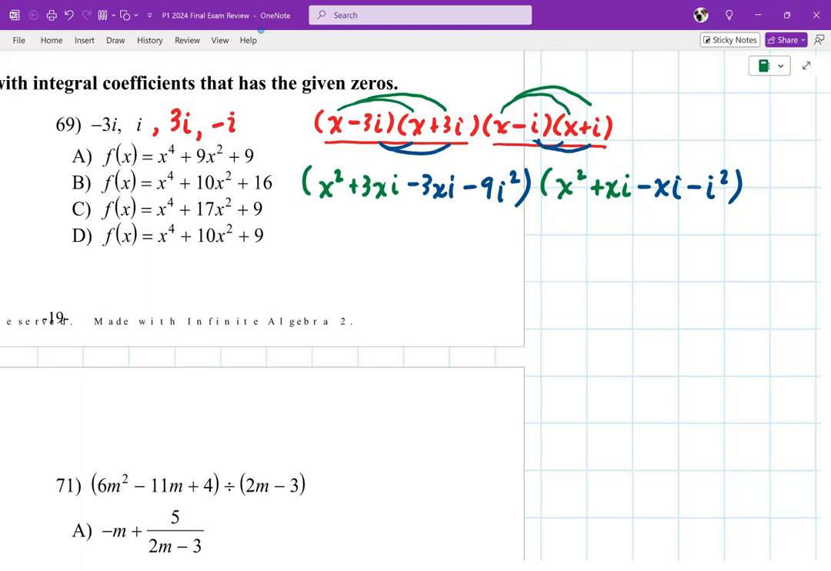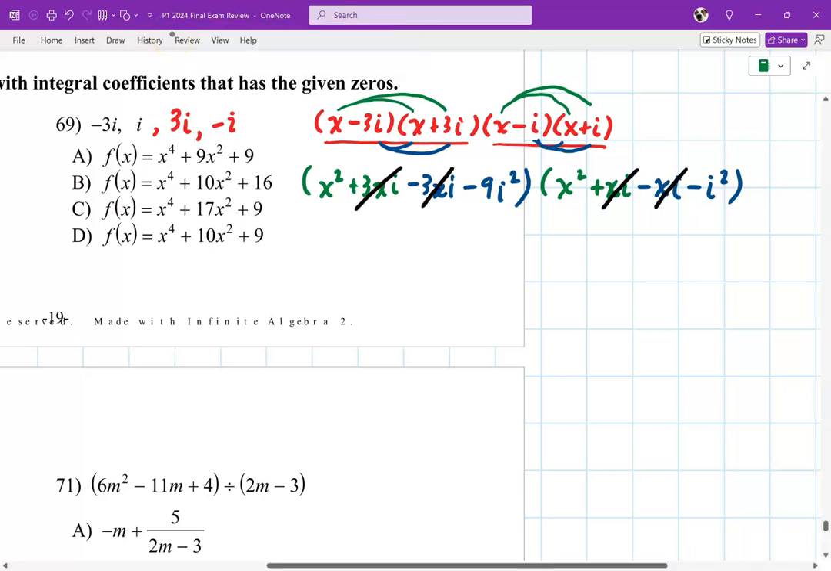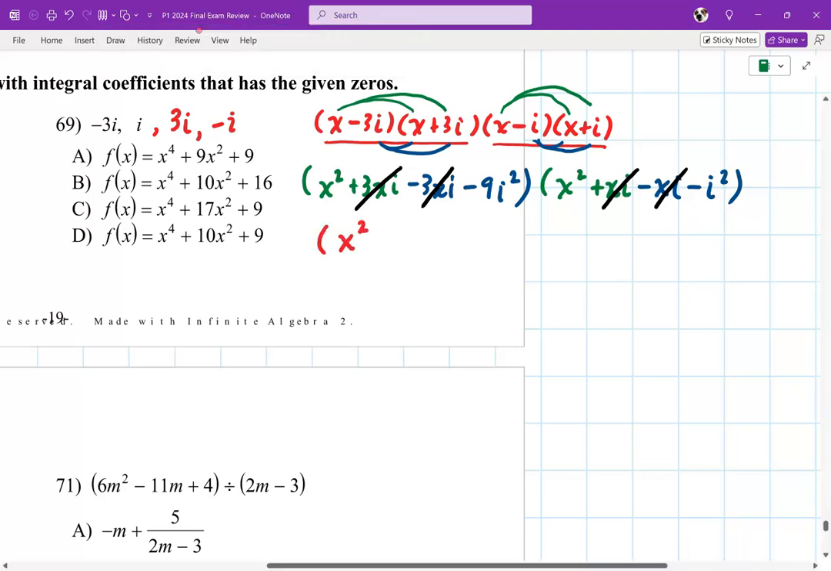Now you're going to notice the middle terms are going to cancel. So this is going to cancel here and here. That's going to cancel there and there. So I get x squared and then minus 9i squared. Remember, i squared is a negative 1. So negative 9 times negative 1, that's a positive 9. And then on the other one, it's x squared plus 1, because minus i squared is negative 1, so it's minus a negative 1, so it's plus 1. Now I just have to distribute this again, and I should be done.